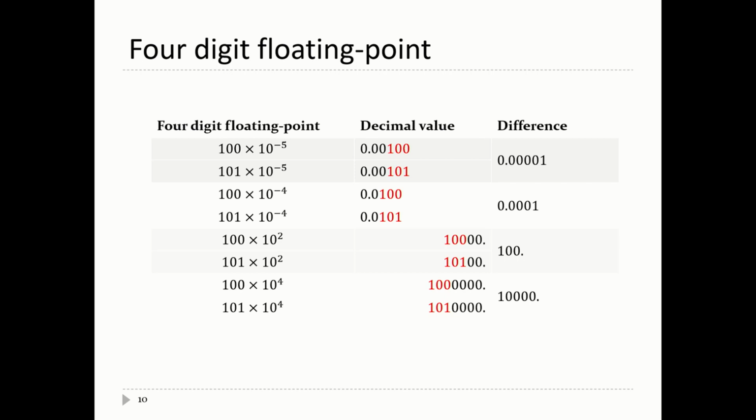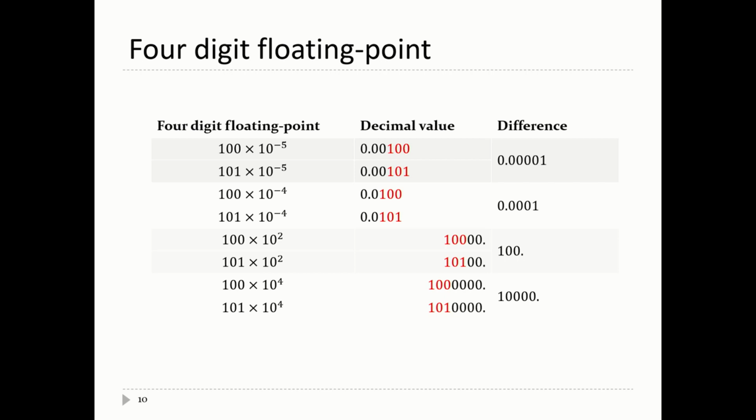Now it starts to get weird. What happens when the exponent goes up by 1? I have 999 times 10 to the minus 5, and I add that much to it, and I now end up with 100 times 10 to the minus 4. What's the next largest value that I can represent if the exponent is minus 4? It's 101 times 10 to the minus 4. What just happened to the spacing between those two numbers? It went up by an order of magnitude.